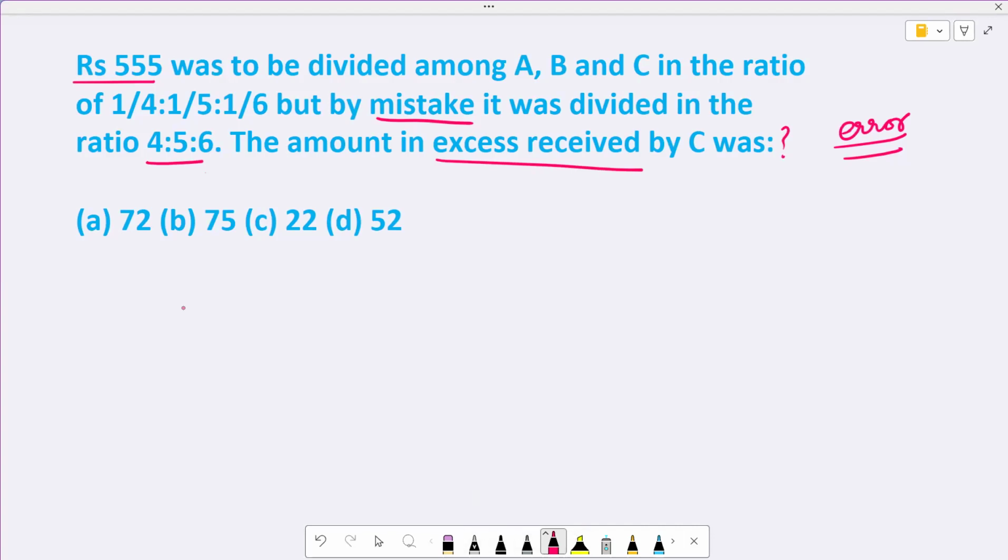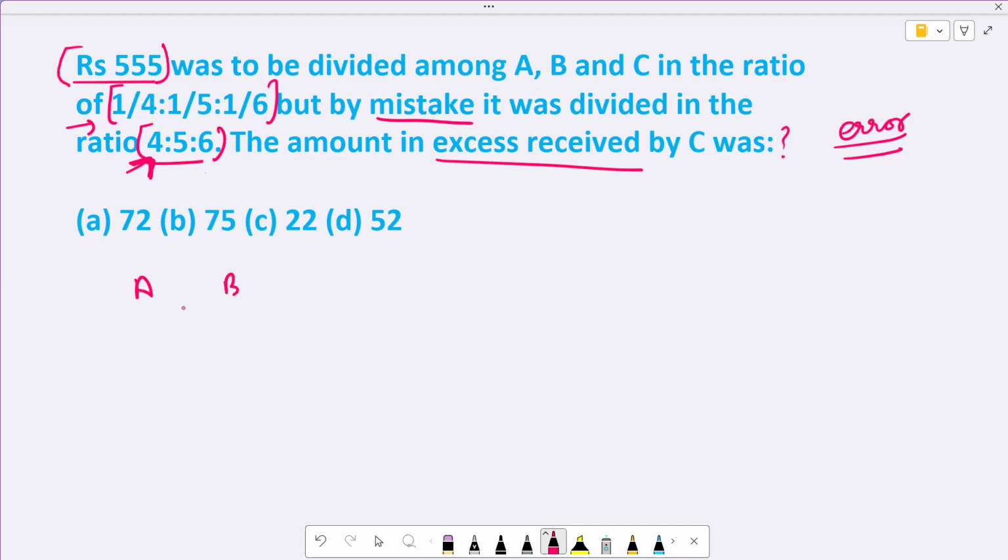Now, first we write down the correct ratio. If we read this question, it was supposed to be 1 upon 4 ratio 1 upon 5 ratio 1 upon 6, the ratio of this particular amount that we had to distribute. But what happened was, by mistake, we divided in this other ratio. So this ratio is the incorrect ratio, whereas this is the correct ratio.